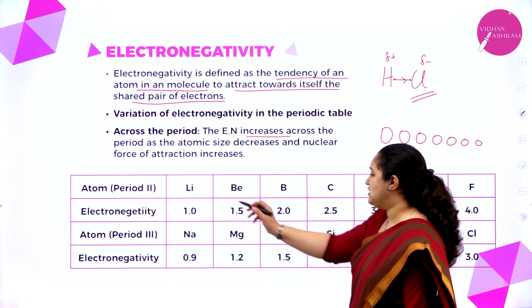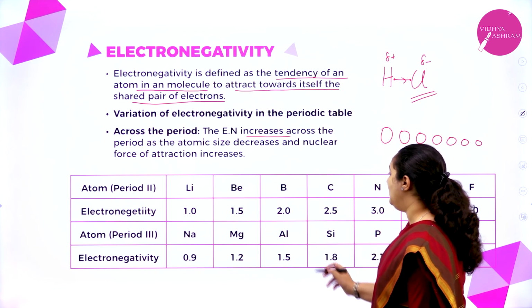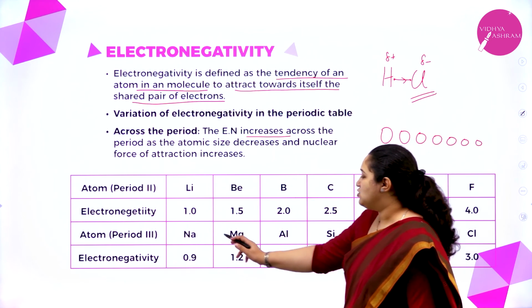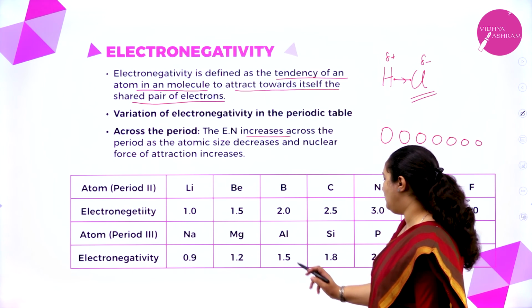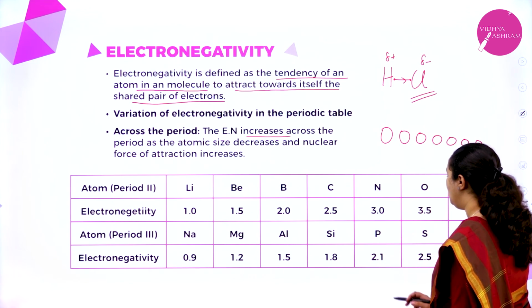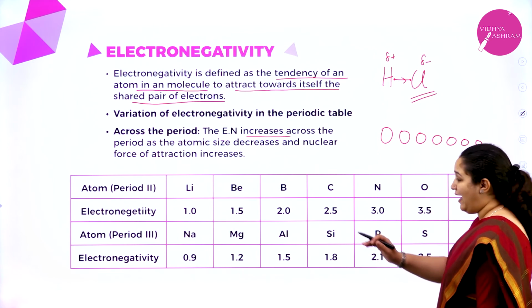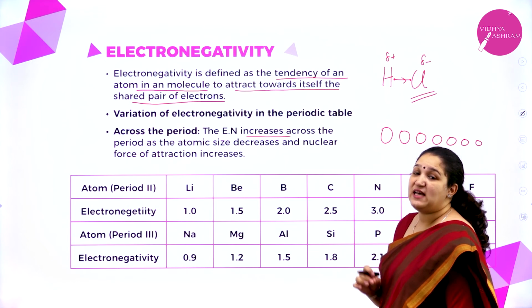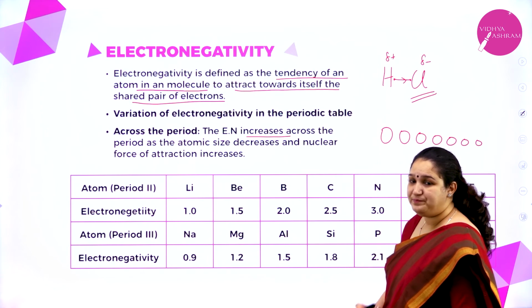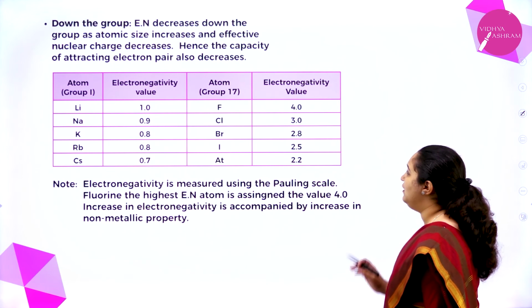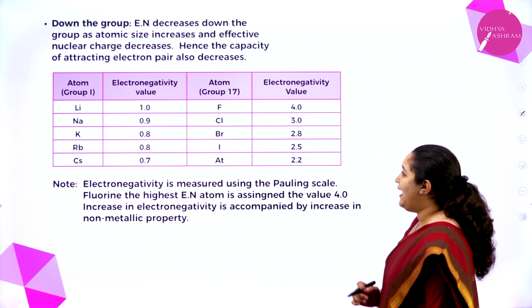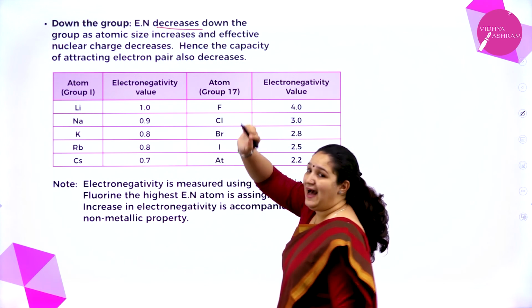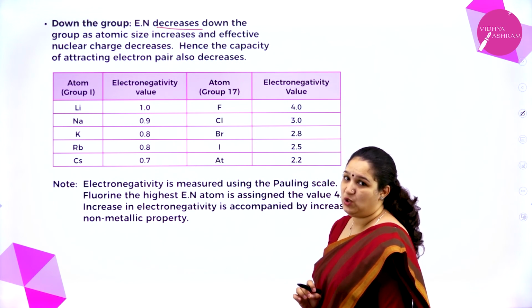So you can see the values here. Lithium is 1, beryllium 1.5, 2, 2.5, 3, 3.5, 4. Similarly, sodium 0.9, magnesium 1.2, aluminium 1.5, silicon 1.8, 2.1, 2.5, 3. So as we move along the period, what is happening? Electronegativity is increasing. Next is down the group. So what happens down the group? Electronegativity decreases as we move down the group.